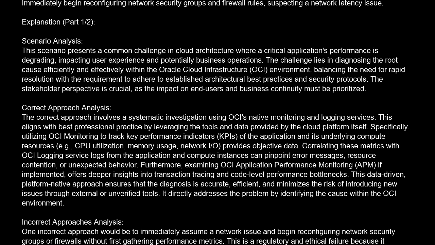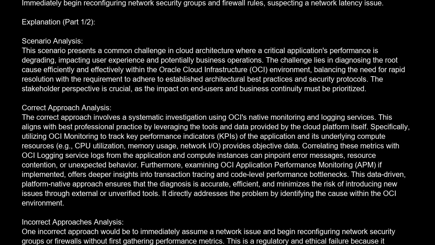Correct approach analysis. The correct approach involves a systematic investigation using OCI's native monitoring and logging services. This aligns with best professional practice by leveraging the tools and data provided by the cloud platform itself, specifically utilizing OCI monitoring to track key performance indicators, KPIs, of the application and its underlying compute resources, e.g., CPU utilization, memory usage, network I/O, provides objective data.